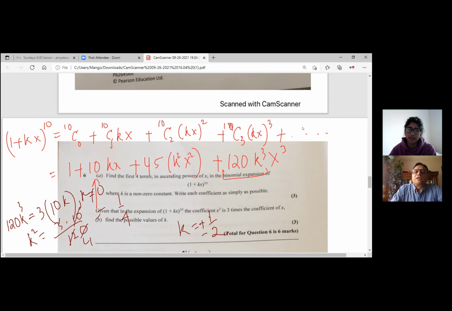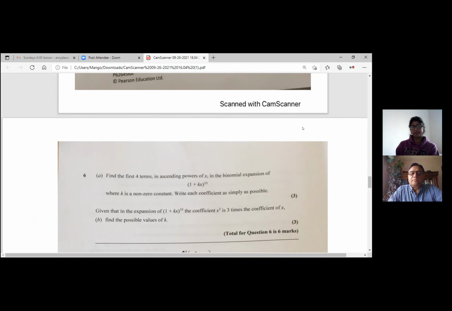Can you explain this? So the first part is just binomial expansion, using the rules learned there. Because they only want the first 4 terms, we need to make sure we only go up to the x cubed term. When it says as simply as possible, they want you to work out 10C0, 10C1 and so on, and cancel everything down. And then part B is forming your equation.